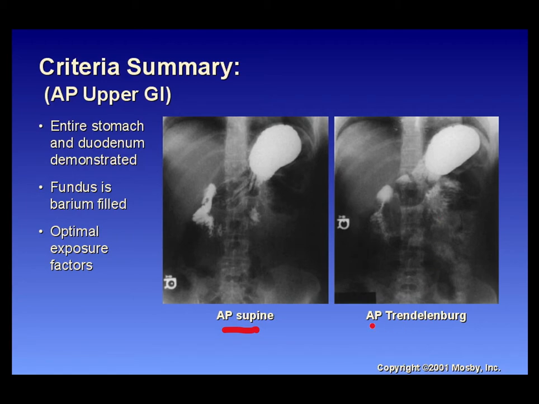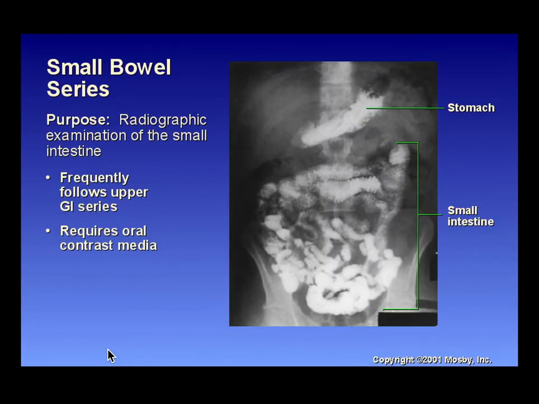Trendelenburg drops the head, so it kind of forces everything towards the diaphragm, and it will better fill that fundus with barium. So your small bowel series, you're visualizing the small bowel from the stomach through the small intestine to the ileocecal valve and the ascending colon. Okay, so it frequently follows an upper GI series, so you may do an upper GI and then fall right into a small bowel series, and it will require that oral contrast, so you may have to give them more oral contrast than what they did for the esophagram.